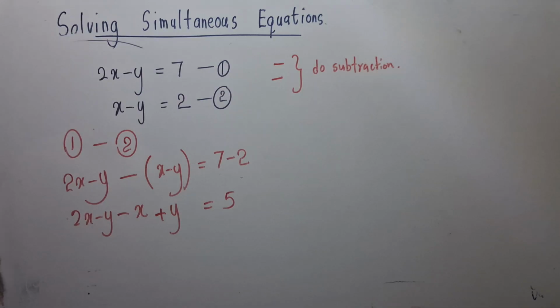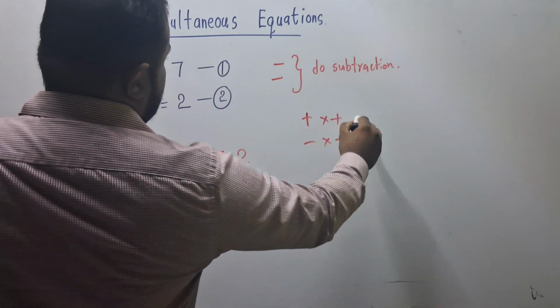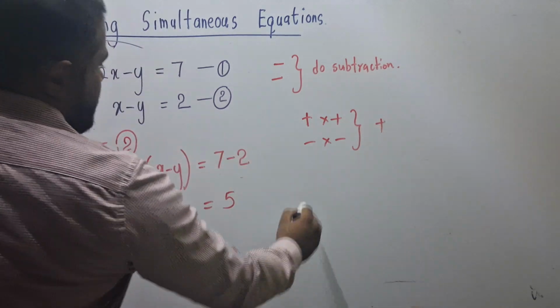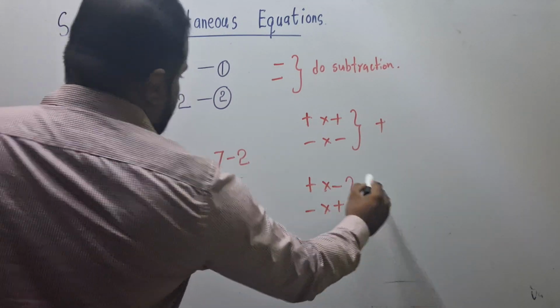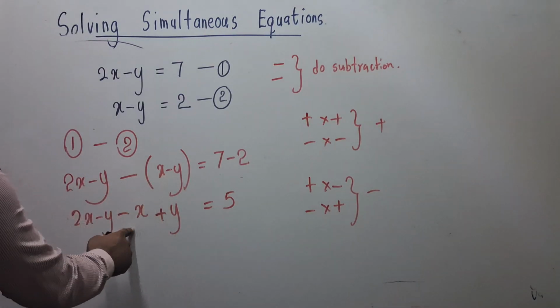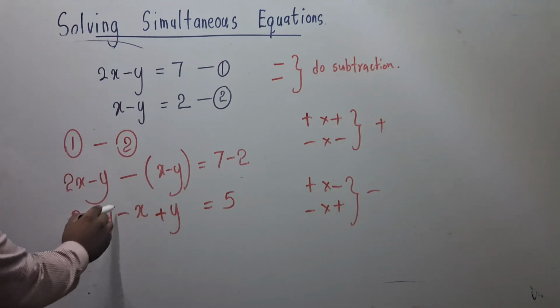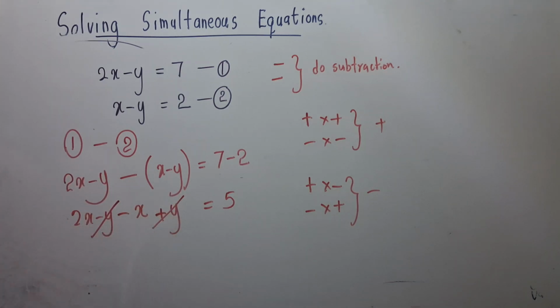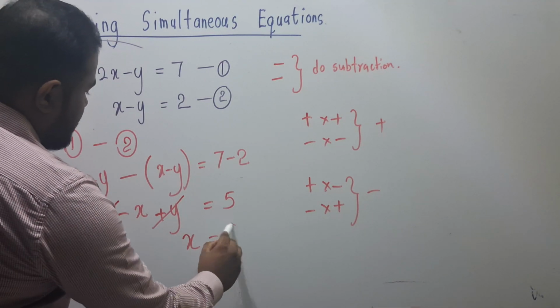You must remember these things, okay? Plus into plus or minus into minus gives you plus. Plus into minus or minus into plus gives you minus. You must remember them. So here minus into plus gave you minus, minus into minus gave you plus. Now this minus y and plus y get cancelled. 2x minus x becomes x, x value becomes 5.